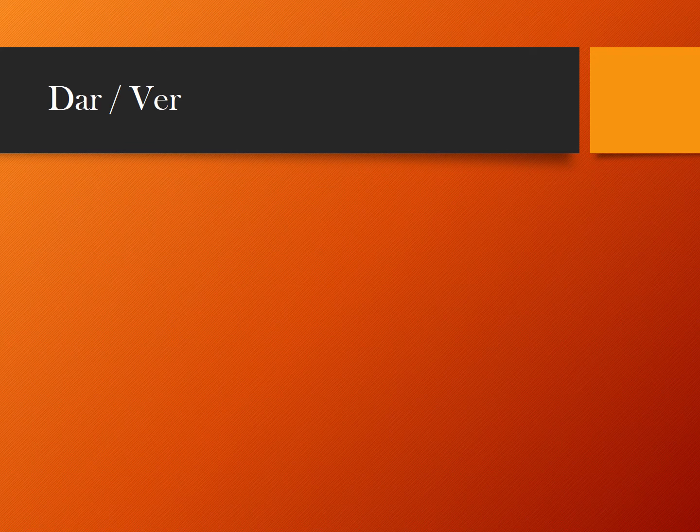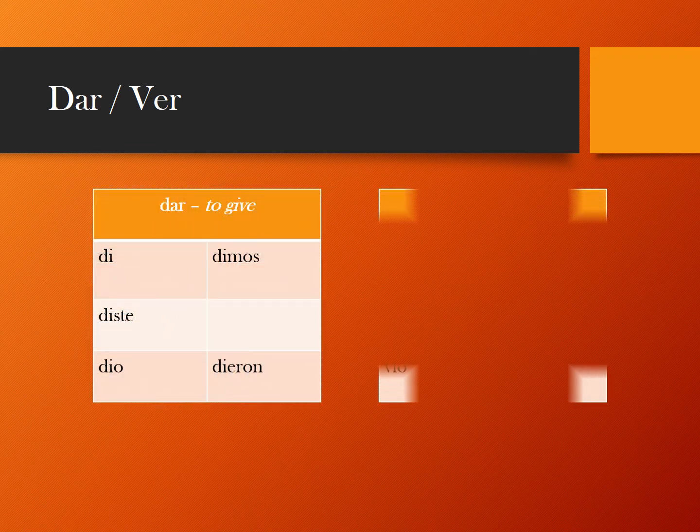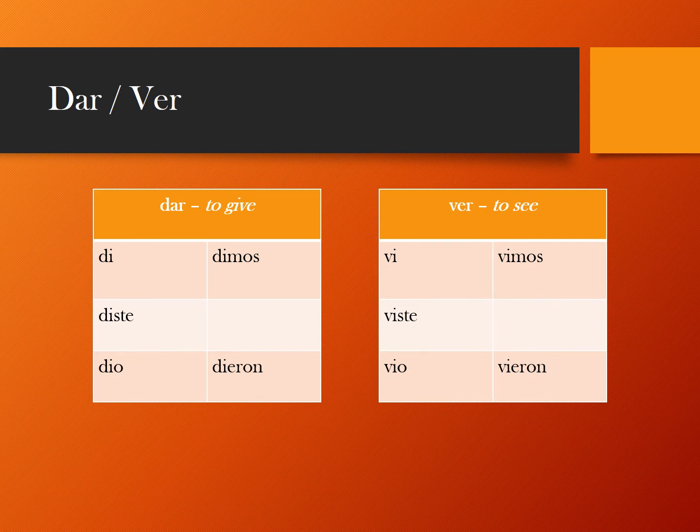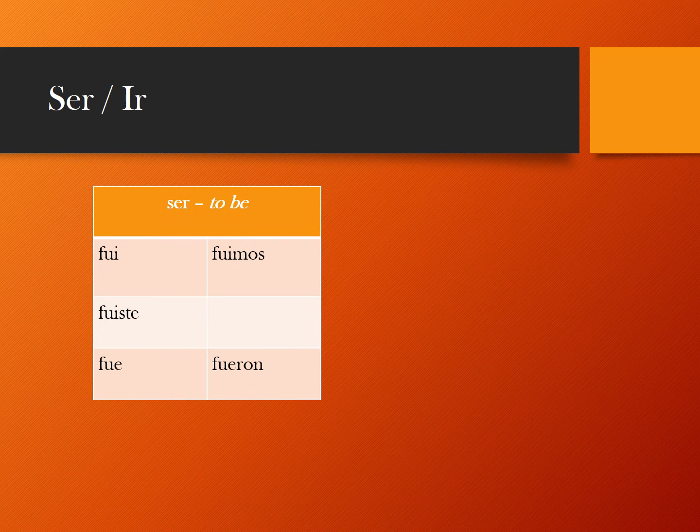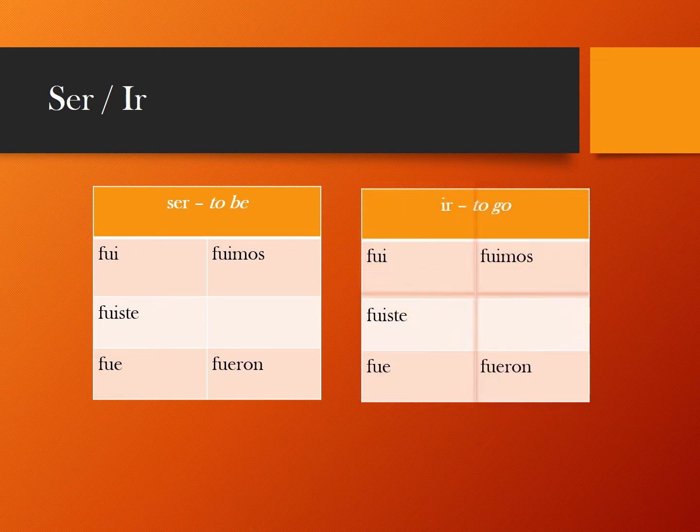Dar and ver. Do their thing. Di, diste, dio, dimos, dieron. Vi, viste, vio, vimos, vieron. Somehow conjugate the same. And as if it couldn't get any more bizarre, ser and ir have the exact same forms. To be and to go. Isn't that crazy? So, ser, if you want to say I was, you were, he was, we were, they were. Fui, fuiste, fue, fuimos, fueron. If you want to say for ir, I went, you went, he went, we went, they went. Fui, fuiste, fue, fuimos, fueron. Crazy.